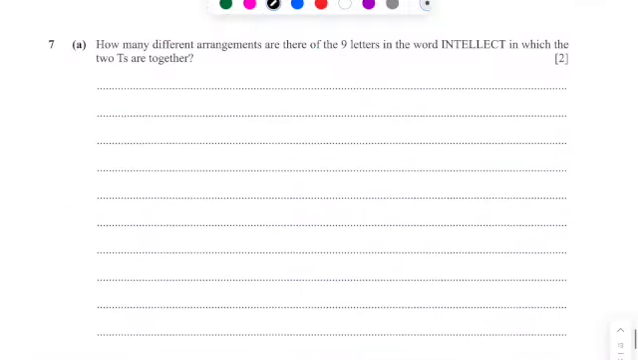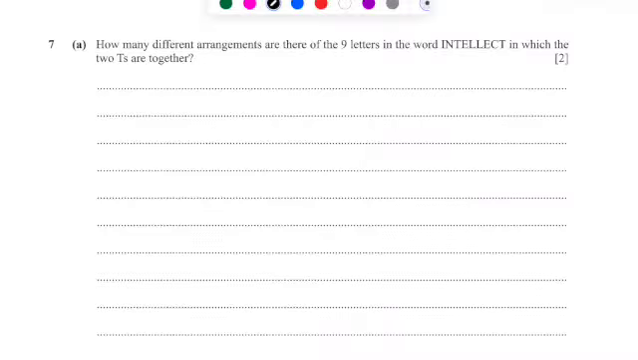Now finally, question number 7. How many different arrangements of the letters of the word intellect? So intellect is the word. How many different arrangements of this word intellect? Intellect can be done if two T's are together. So there are two T's together.